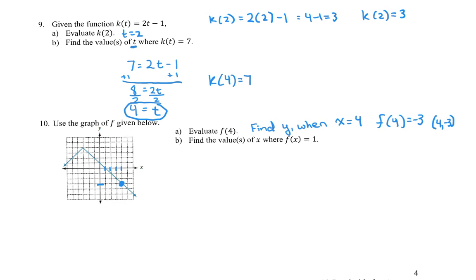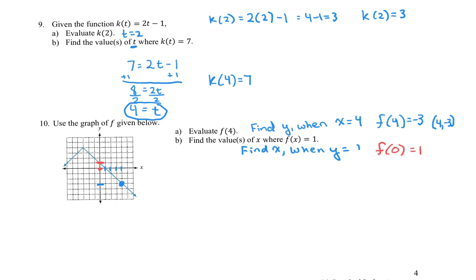Letter B is asking us to find the values of x when f of x equals 1. So this means find x when y equals 1. So let's look, where does y equal 1? Here's 0, 0. Here's where y equals 1. And what is the x value there? The x value is 0. So that means the f of 0 equals 1.